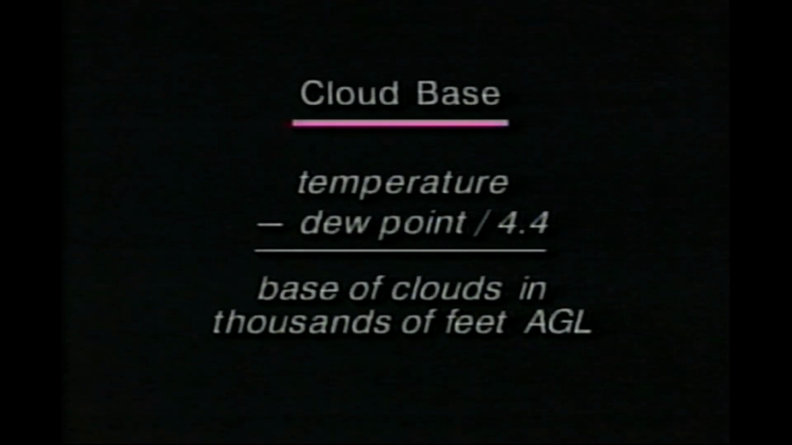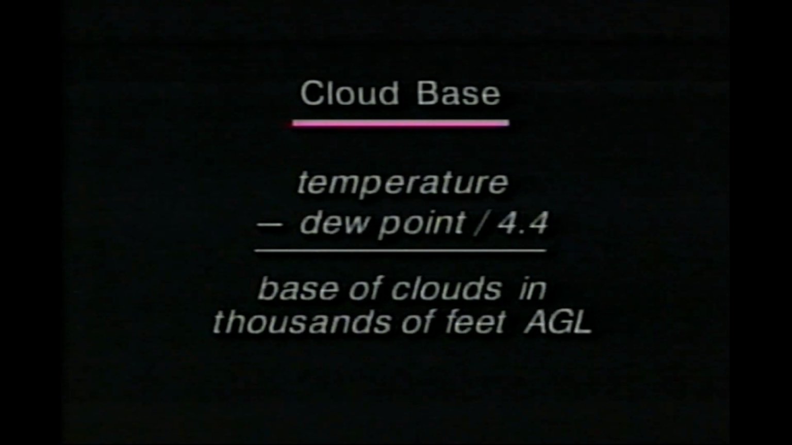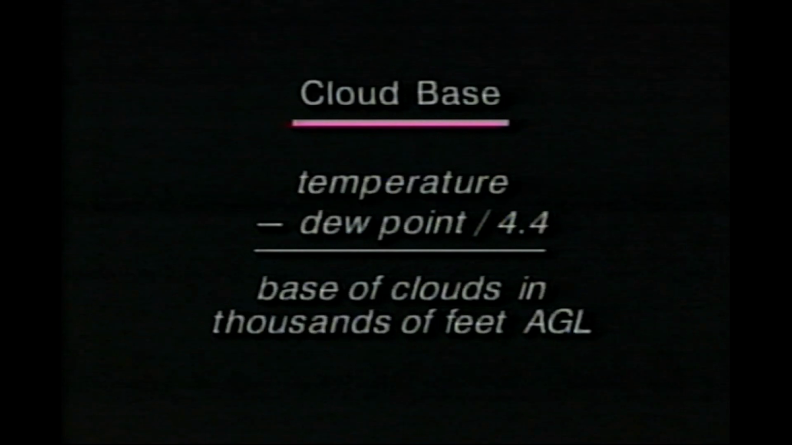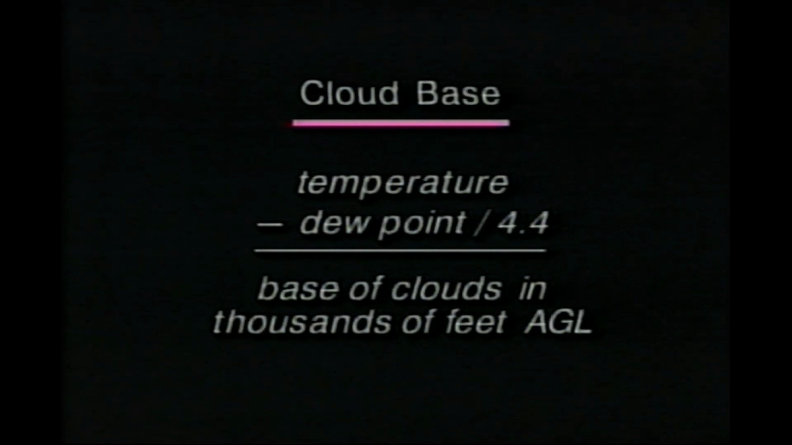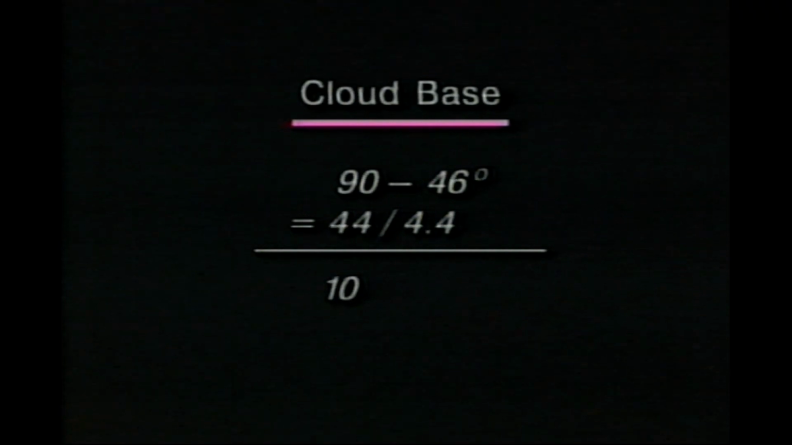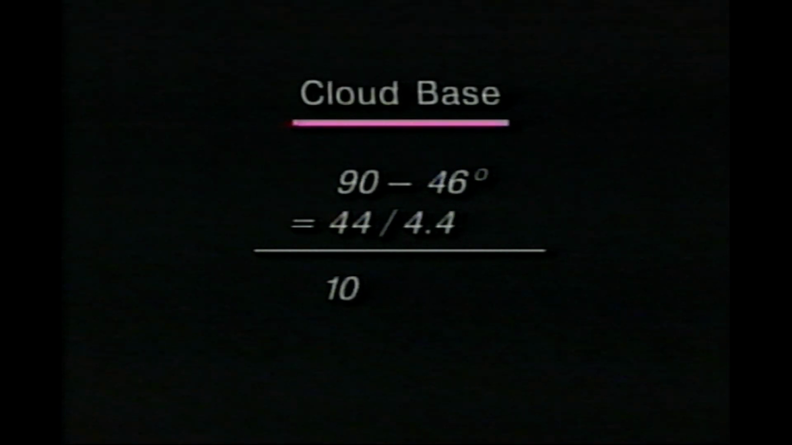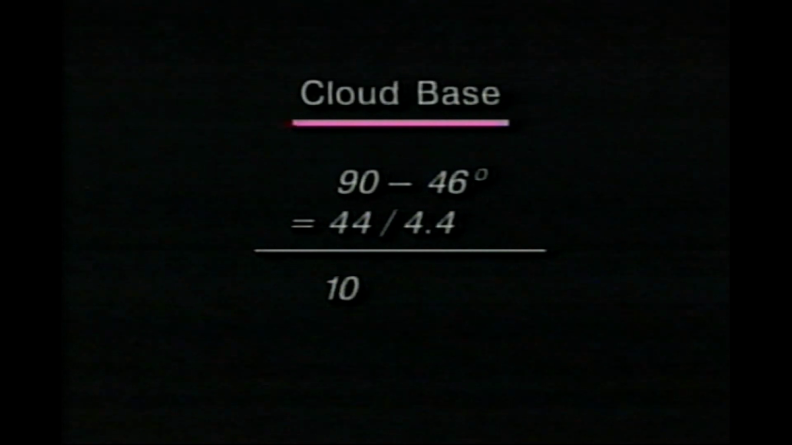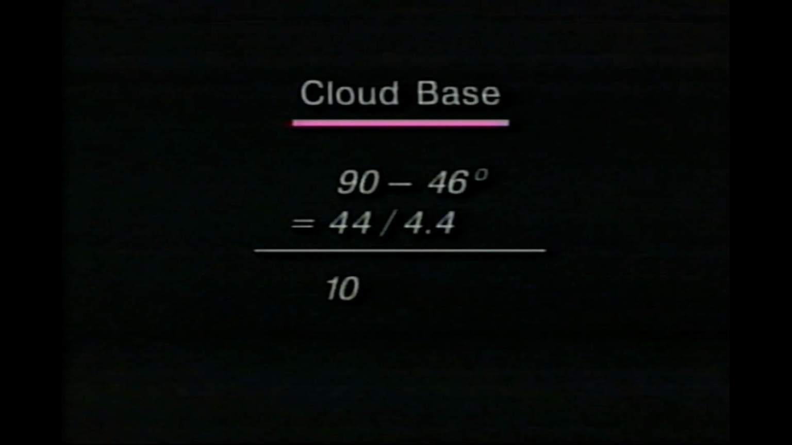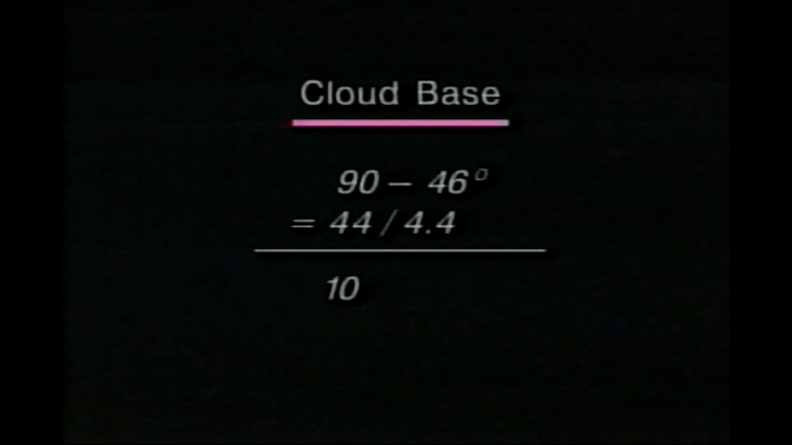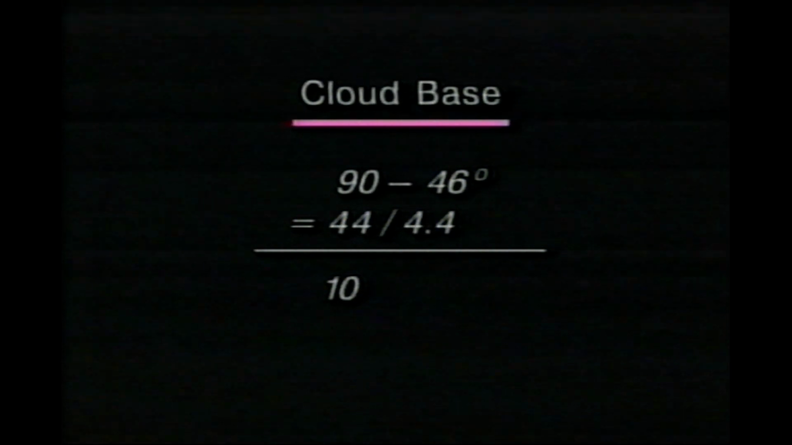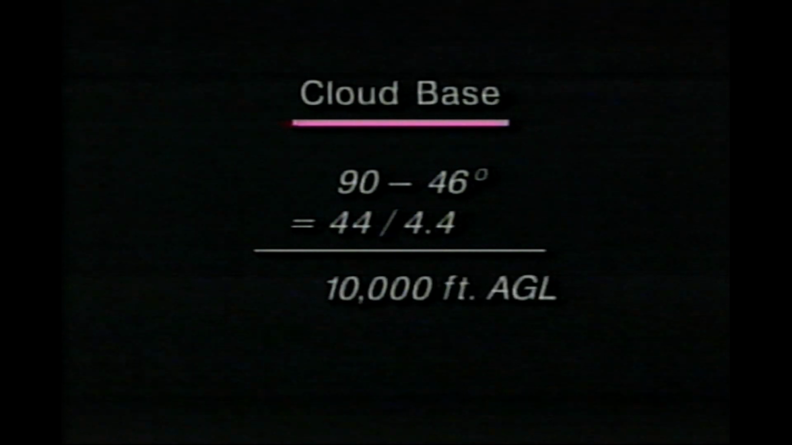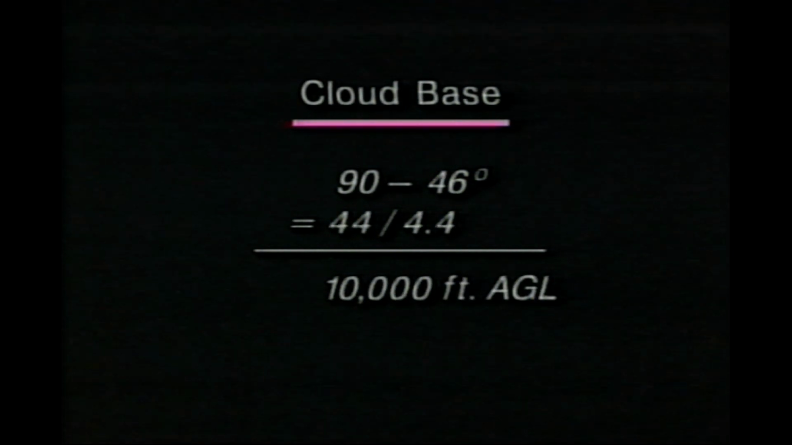Now there's a method that we can use to estimate the base of cumulus-type clouds as long as we know the temperature and dew point. You simply take the temperature dew point spread and divide it by 4.4, giving us the base of cumulus-type clouds in thousands of feet above the ground. For an example, let's say the temperature was reported at 90 degrees, and the dew point was reported at 46 degrees. Simply subtract 46 from 90, giving us 44. We take the spread and divide it by 4.4, giving us 10. So the base in this example would be 10,000 feet above the ground.